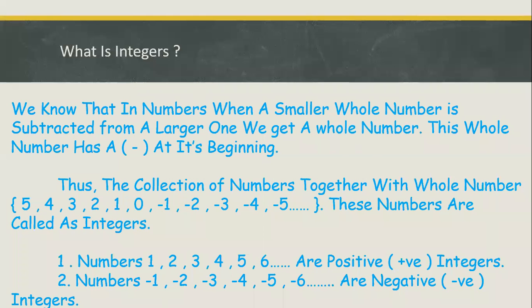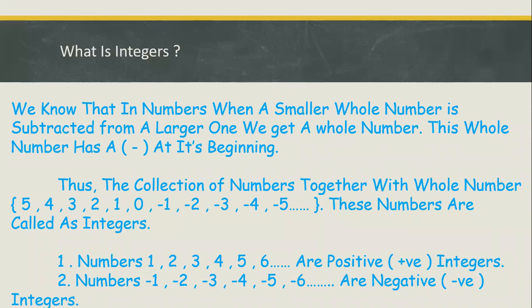What are integers? We know that in numbers, when a larger whole number is subtracted from a smaller one, we get a number with a minus at its beginning. Thus, the collection of numbers together with whole numbers, such as 5, 4, 3, 2, 1, 0, minus 1, minus 2, minus 3, minus 4, and minus 5, and so on, are called integers.